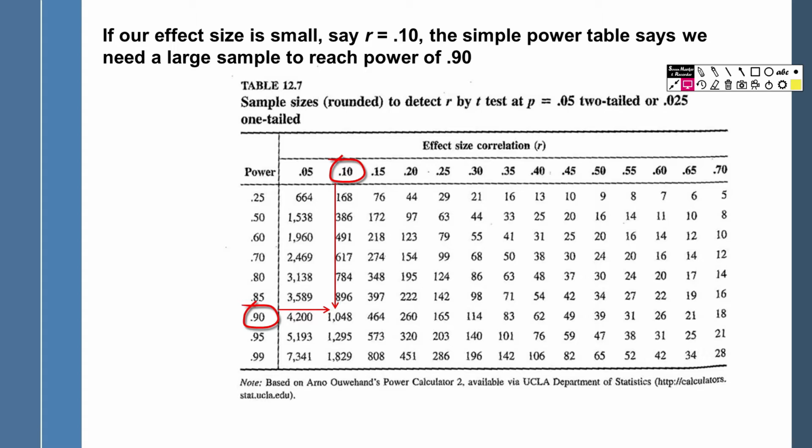So that's a large sample size, and it's not easy to get that many people. That's why small effects are very hard to capture, and you need very large samples in order to reach significance on measurements of things that have small effect sizes.